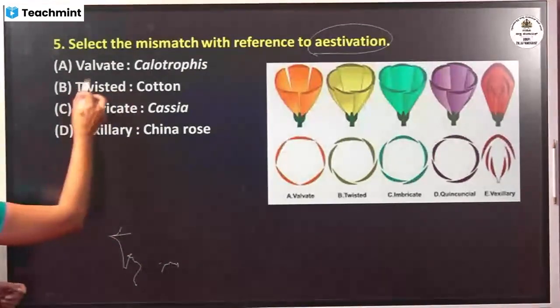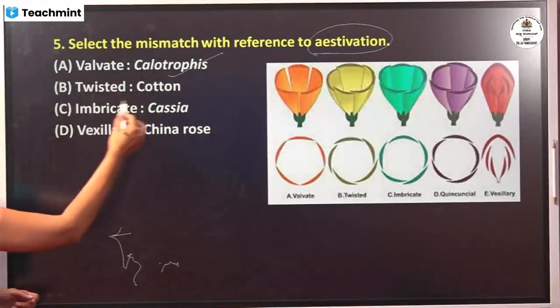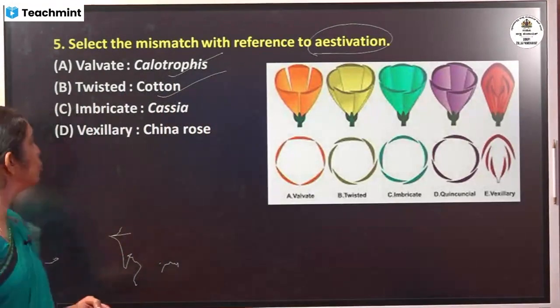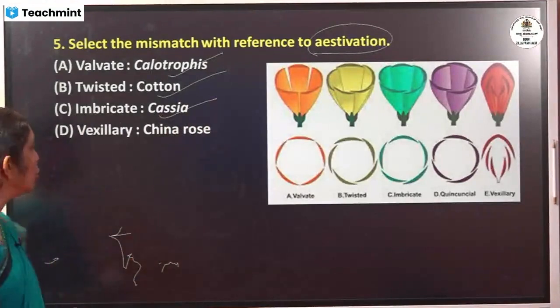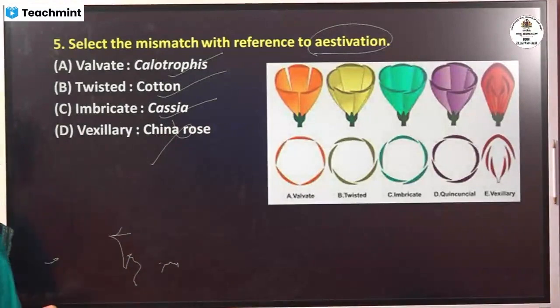So valvate is seen in Calotropis. It is true. Twisted is seen in cotton, that is Gossypium. This is also true. We have imbricate in cassia, which is true. Whereas vexillary in China rose. This is wrong. Why is it wrong?